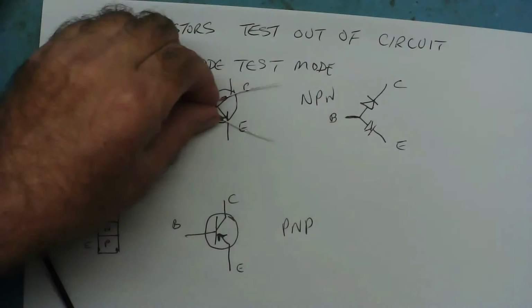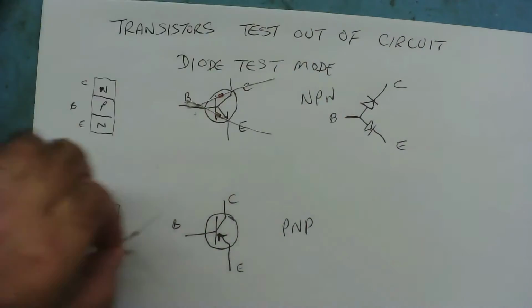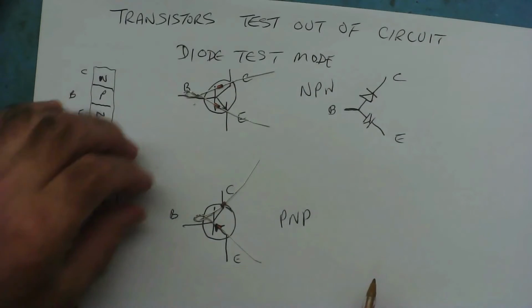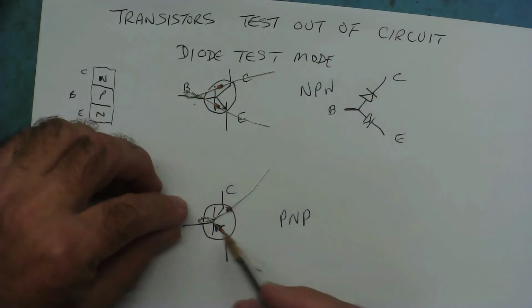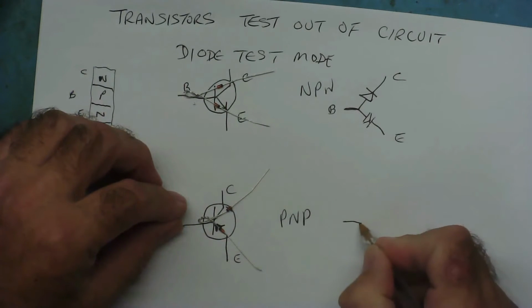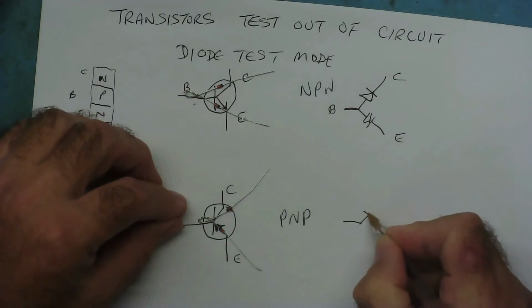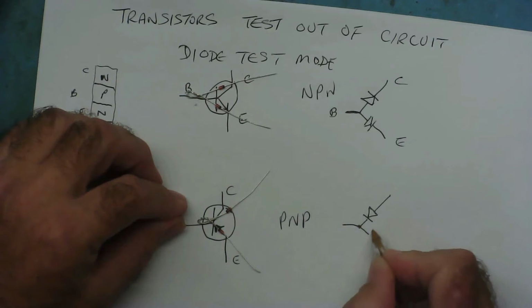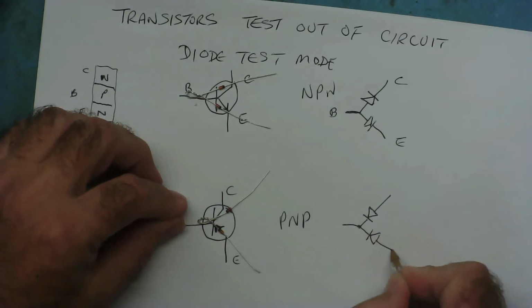Now, you've probably already figured this out. A PNP transistor looks the other way. It's the same, but the other way around. So the diodes are now pointing in the opposite direction. So now we have base, yeah. We have a diode like this, and we have a diode like this, yeah. Collector, base, emitter.